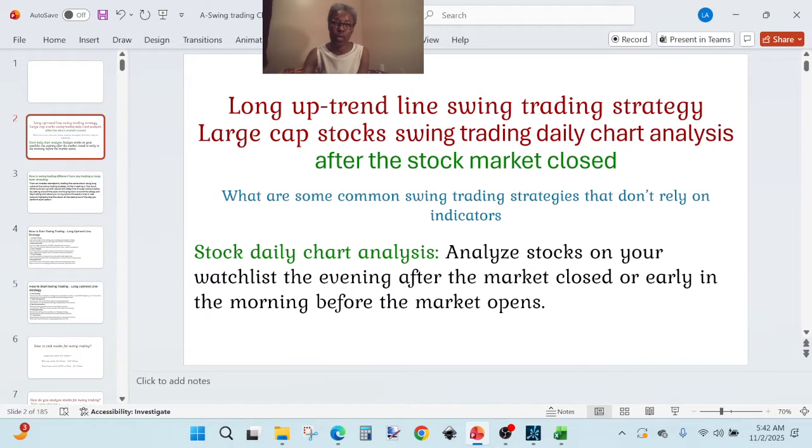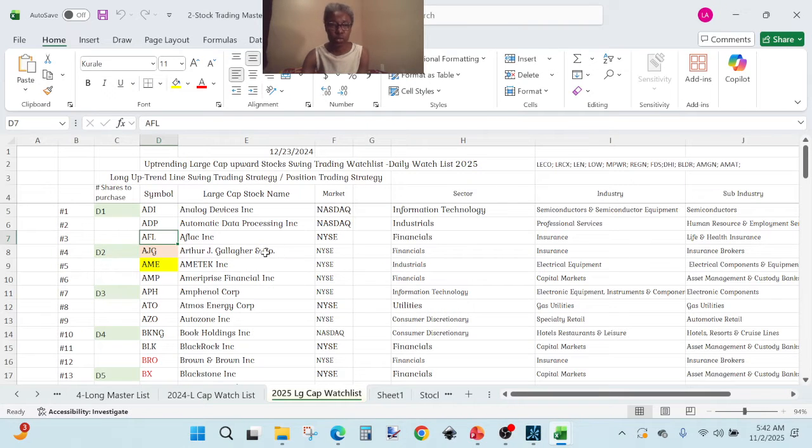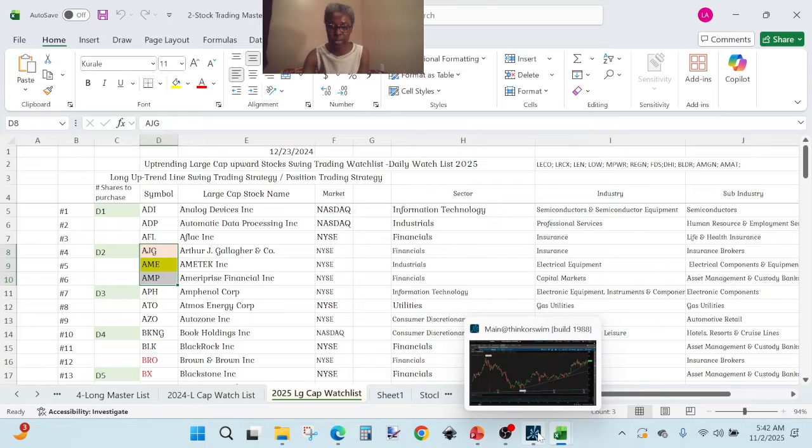There are two versions of it that I tried. One is the short option launching trading strategy, and one is the long option launching trading strategy. In 2024, I used the short option launching trading strategy, and in 2025, I used the long option launching trading strategy.